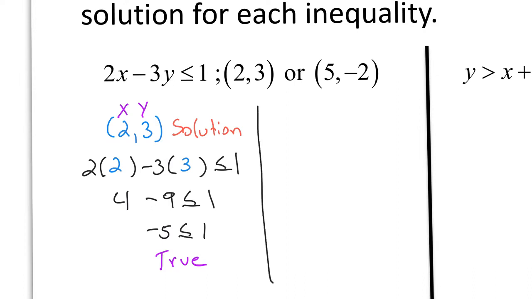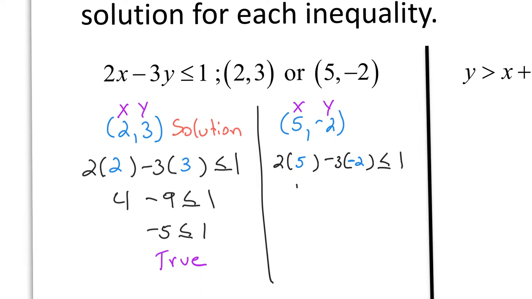The second point, we have 5 and negative 2. I'm going to label my x and my y. There's the x and the y. And I do the same thing. I'm going to use the same inequality. I'm checking this inequality for this point. So I want to see if it's true or false when I substitute. And I'm going to multiply 2 times the 5, which is the x coordinate. And I have minus 3 times negative 2, which is the y coordinate. And that has to be less than or equal to positive 1.